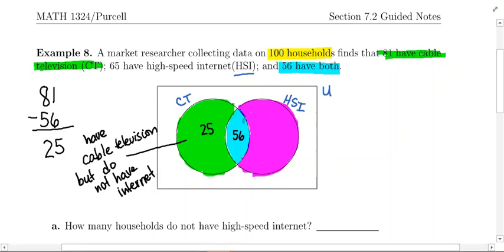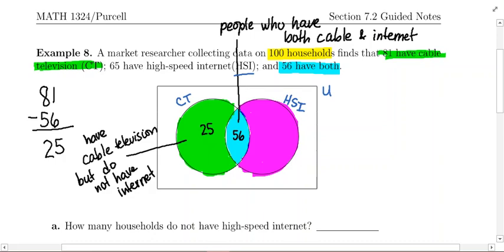So you know that the blue part right here, that 56, is representing the households or people who have both cable and internet. But if you look at just the purple part, everybody in the internet circle, the blue part plus the purple piece, they have internet. But if you're in the purple part, you don't fall in the cable circle. So you don't have cable.